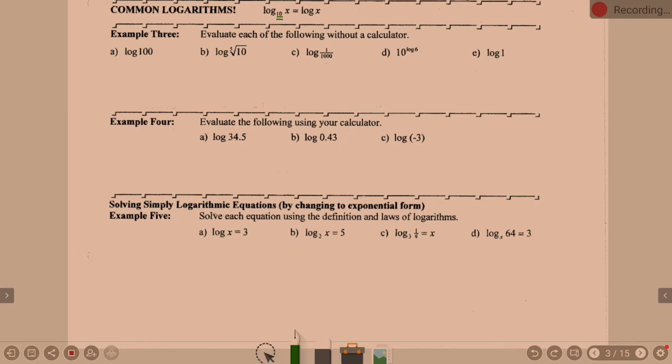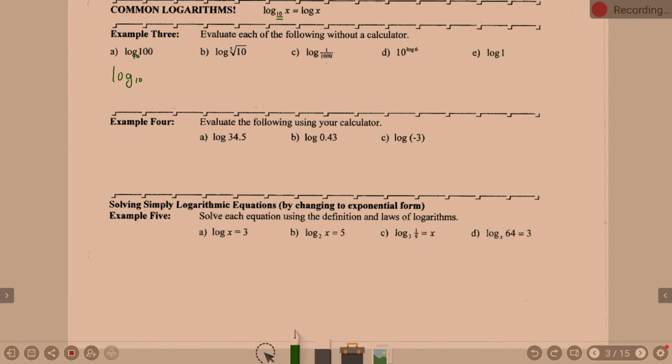Now these are again without a calculator. We're going to use our properties again. This one is log of 100. What base is that? 10, because it doesn't say anything otherwise.